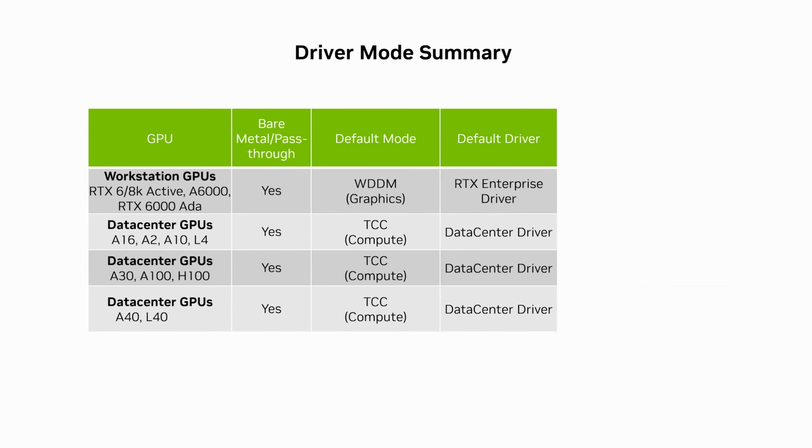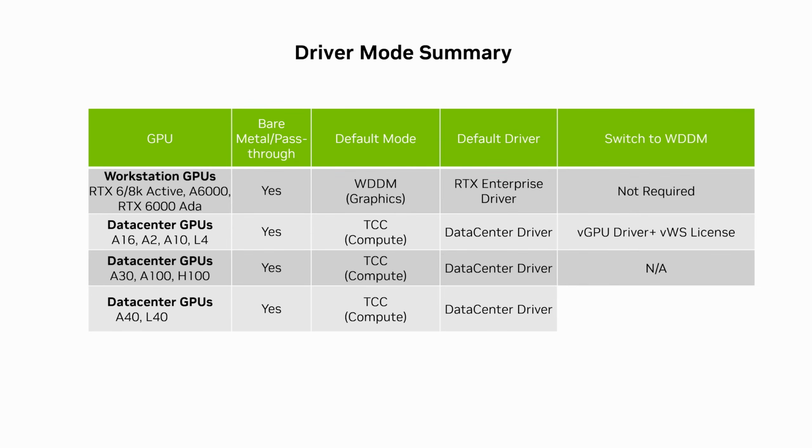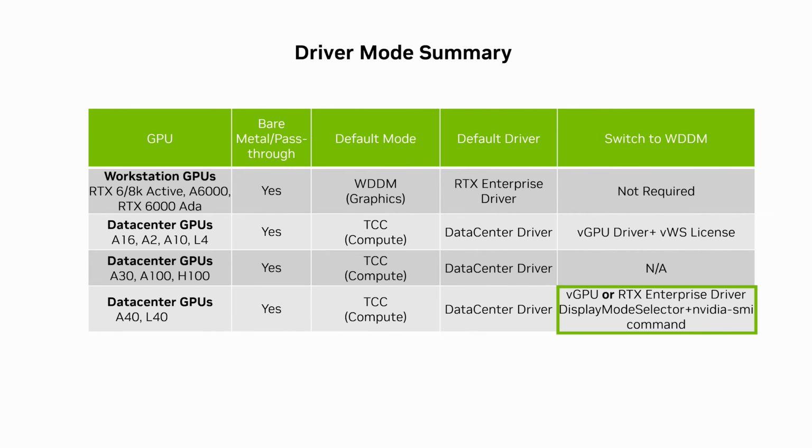That kind of workload. If you want to run a workload that needs graphics APIs like DirectX or OpenGL in a data center with a data center GPU, you'll need to switch the GPU to WDDM mode using the vGPU driver. That is unless you have an A40 or an L40 GPU, where, as I explained, you can use the Display Mode Selector tool alongside the NVIDIA SMI command to switch that GPU into WDDM mode, even using the free RTX Enterprise driver that comes down from our website. So hopefully that answers some of your questions about which mode you need to be in, and really it comes down to the workload that you're running and whether it's a graphics workload or a compute workload.